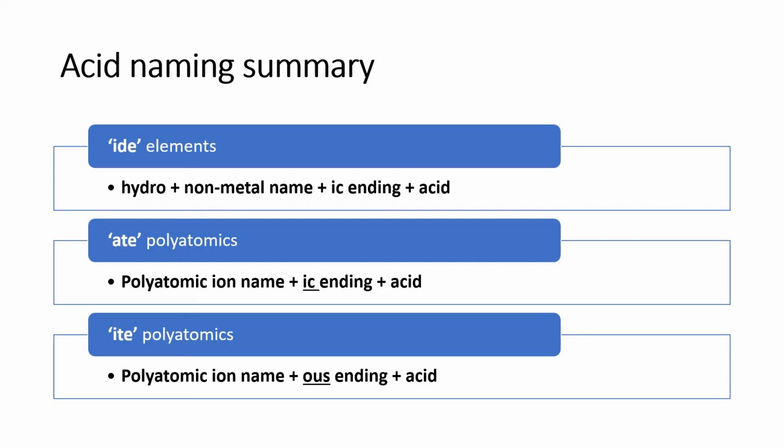So in summary, if it's an ide element, it's going to be hydro plus the non-metal name plus the IC ending plus acid. If it's a polyatomic that ends in ate, like phosphate, we're going to have the polyatomic ion name, so phosphate, plus the IC ending plus acid. Next we have ite polyatomics, so the polyatomic name plus the OUS ending plus acid.